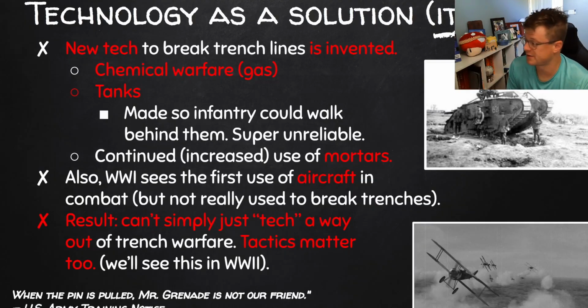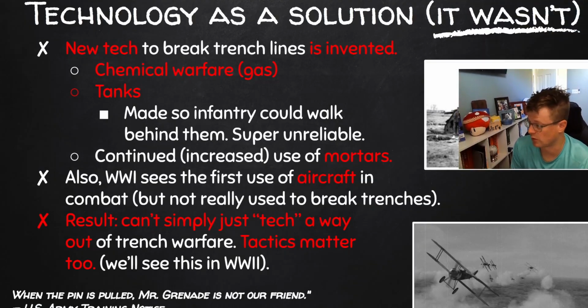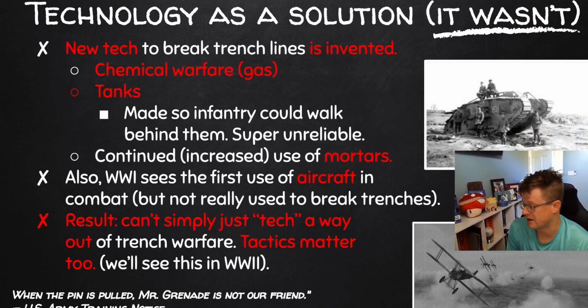So for them at the time, what do World War I planners do? If tech was the problem, maybe tech then is the solution. And that's what they tend to go to. So, for example, that's why chemical warfare, like chlorine gas, mustard gas, all these different horrible ways of killing people, are invented.